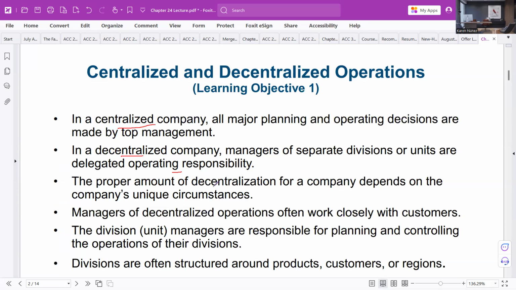Now, the amount of decentralization that you'll see in companies is going to depend on the company's unique circumstances. Managers of decentralized operations typically will work a lot more closely with customers. And the division unit managers in decentralized operations typically are responsible for the planning and controlling of their respective divisions. Divisions are often structured around products, customers, and regions. So our real focus in this chapter is on those decentralized operations.